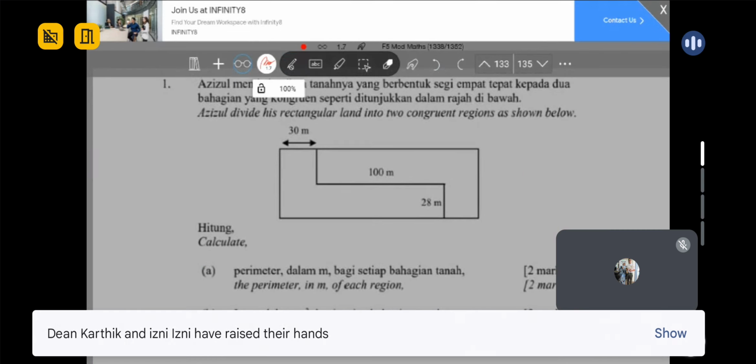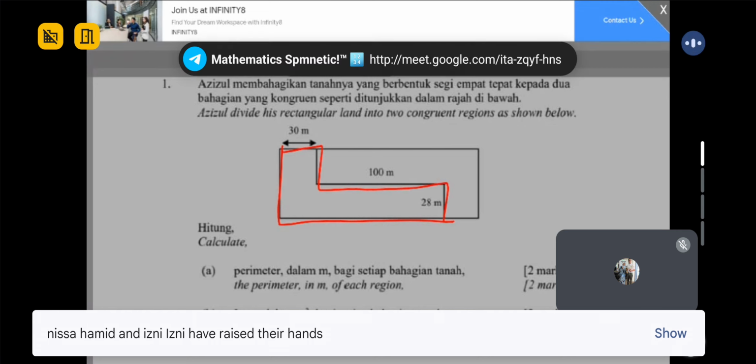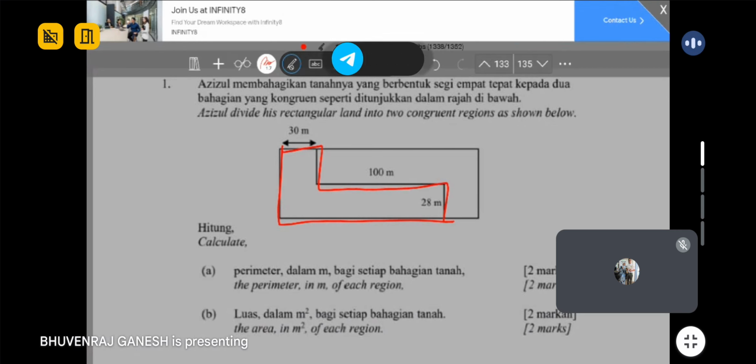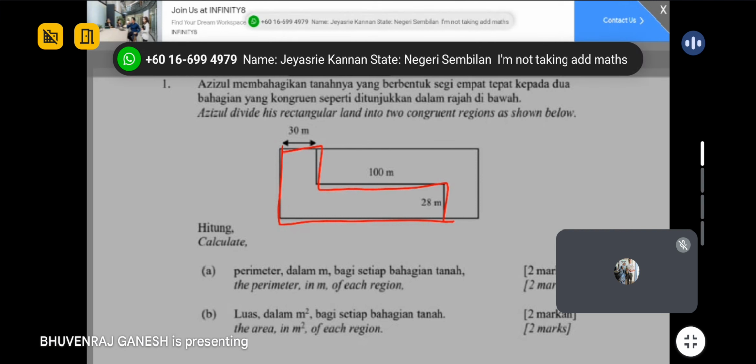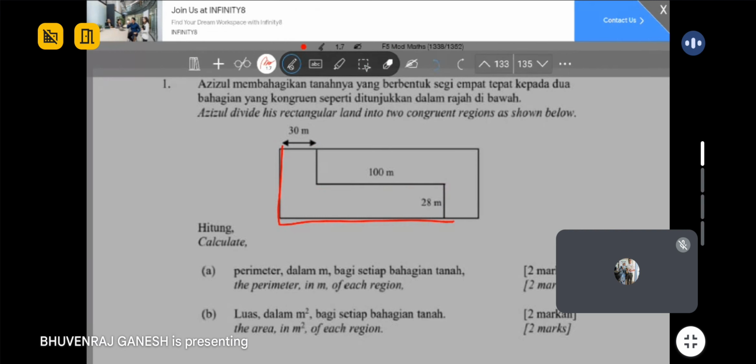Okay guys, so they ask you perimeter. So perimeter for each region, bagi setiap kawasan. So what does it mean? Mereka suruh kamu cari perimeter yang ni. They want you to find out this perimeter. Do you all understand? Boleh faham? So yang tu kamu kena cari. Okay? So siapa kat sini boleh bagi tahu saya apa panjang yang ni? What is this length over here?